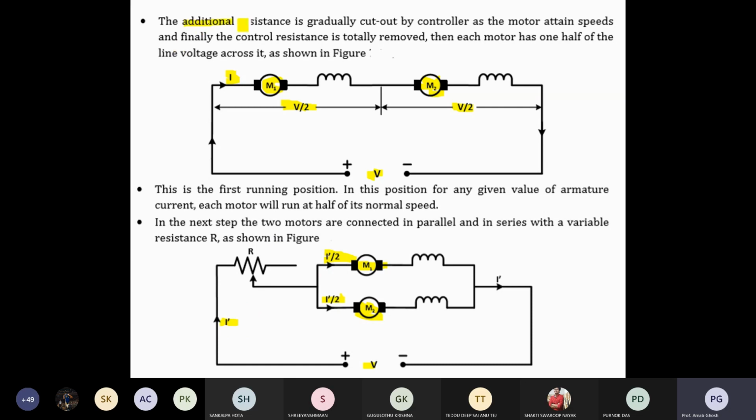Okay, additionally, the resistance is gradually cut out by the controller as the motor attains speed, and finally the control resistance is totally removed.